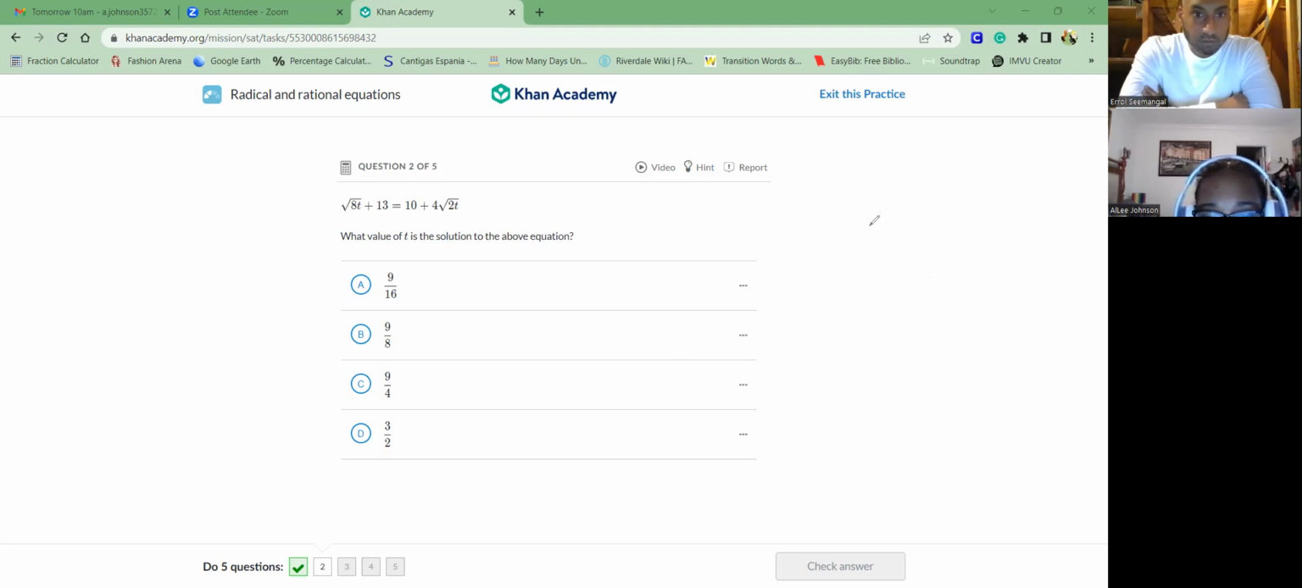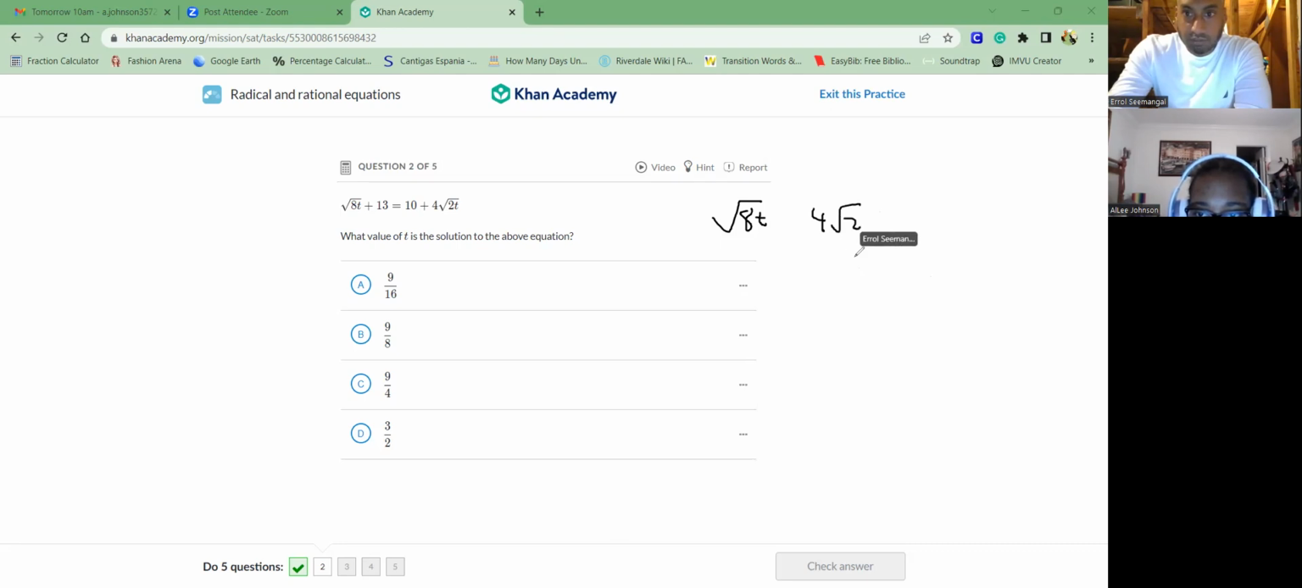Value of t, the solution. So this one will be root 8t, 4, 2t. What's the sign in the middle here? 10 and 13. What's the sign here?